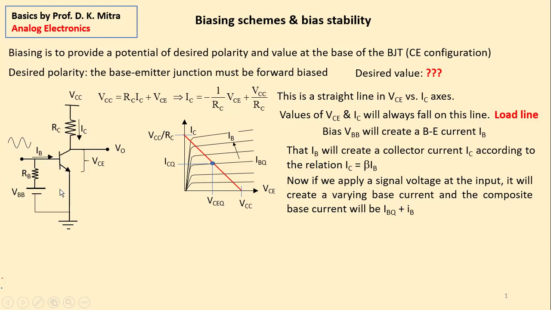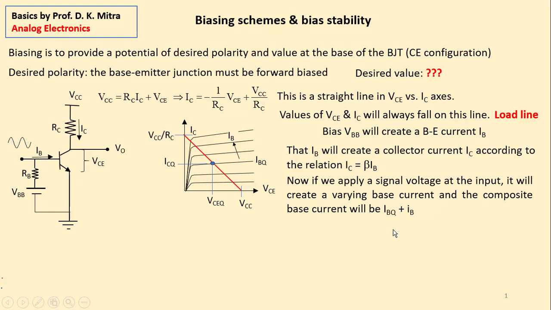This is the DC current which was created by VBB, and over and above IB, this varying signal voltage will create a varying alternating current here. Let's say this composite current is IBQ plus small ib. Normally, whenever we use small i, we mean the alternating or varying part of the current, and small v is the varying part of the voltage. So now your base current is the DC current IBQ plus this varying component ib, which is sinusoidal if your input is sinusoidal.